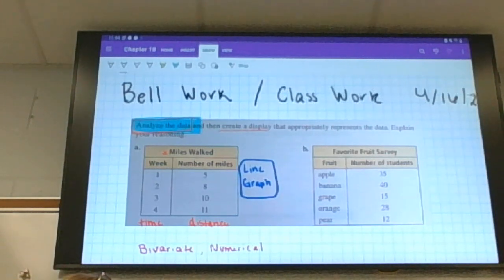Okay. So let's make a note. Time should be going at the bottom horizontal. Okay. Miles should be going up and down.